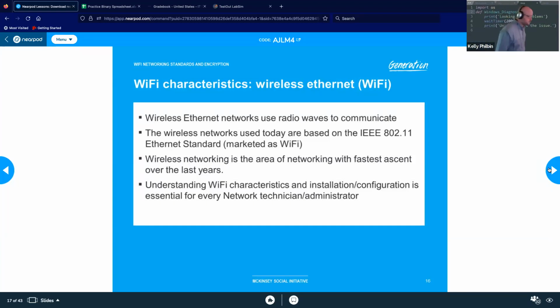And as a network technician, we're going to have to know how to troubleshoot a lot of this stuff and be able to generally set it up and work with it, but we're going to get into that as we go.